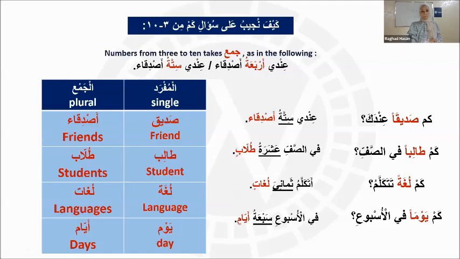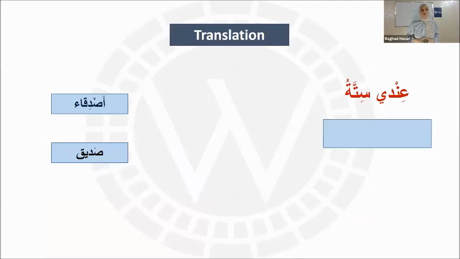Okay. Now let's move to a translation exercise. So عندي, I have ستة, like I have 6, أصدقاء or صديق. And remember that numbers from 3 to 10 take a جمع. So عندي ستة. Okay, you can vote, yeah, شباب.